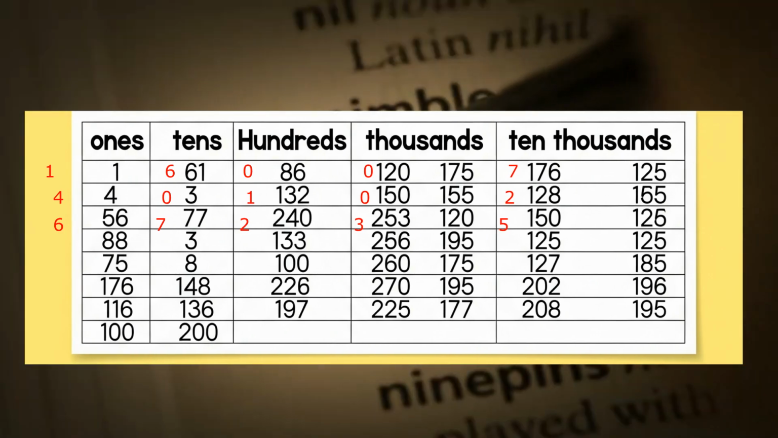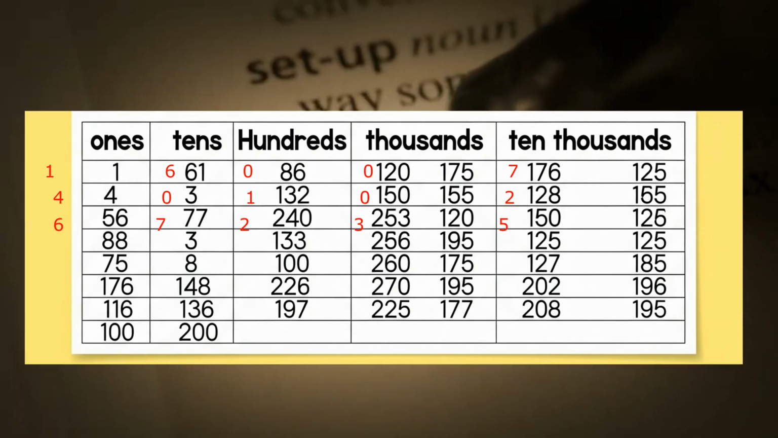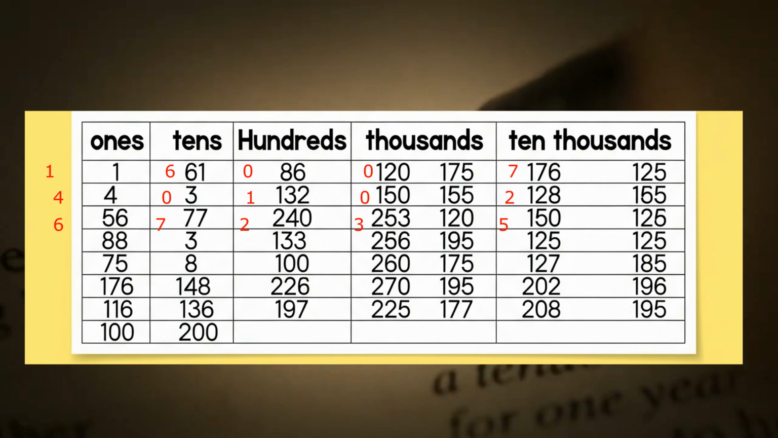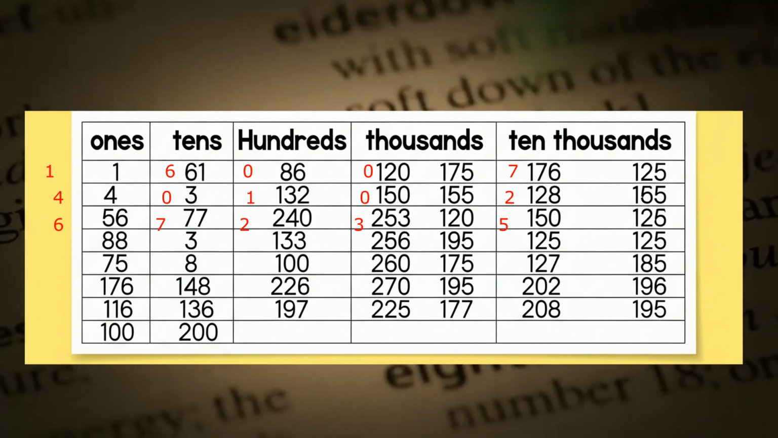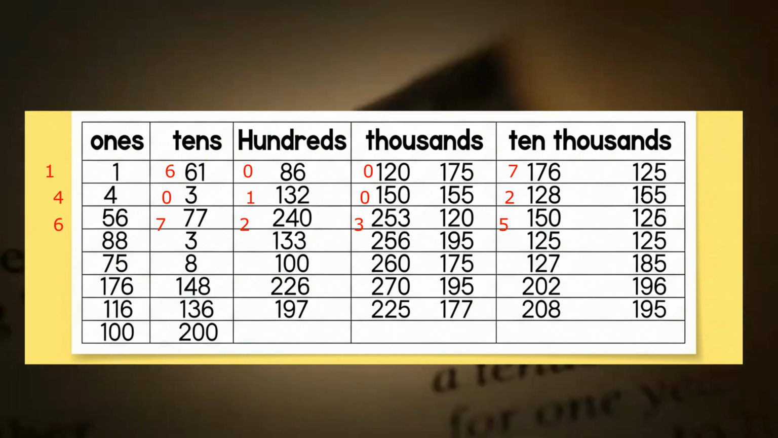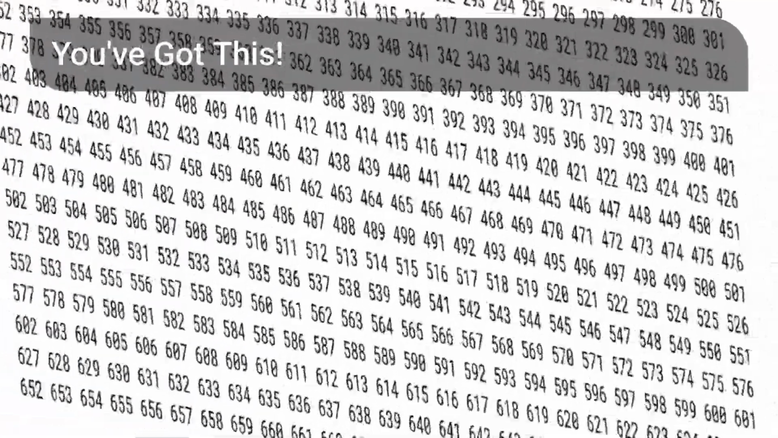Let's quickly review the answers. For the first number, the highlighted digit was in the tens place. For the second, it was in the hundreds place. And for the third, it was in the thousands place. How did you do? Great job today.